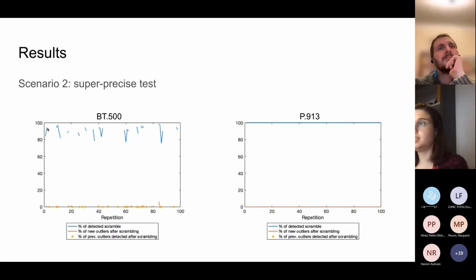In our case, the missing lines in the plot are the lines for which all of the subjects were detected as outliers, so we couldn't proceed with the test. No previous outlier was detected after we did the scrambling, and basically there was just a small number of new outliers that were added. Conversely, for P913, the yellow dots are null because there was no outlier before, so there is no outlier even after. 100% of the scrambling is detected, and no new outliers are detected after the scrambling.